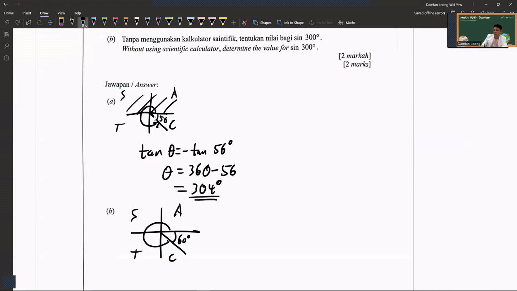ASTC. So sine 300 degrees. C, so it should be a negative value. So it's the same as negative sine of the reference angle, negative of sine 60 degrees.